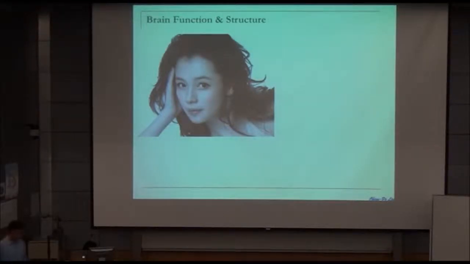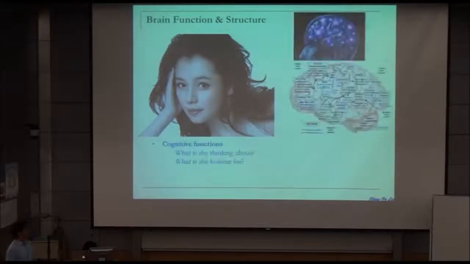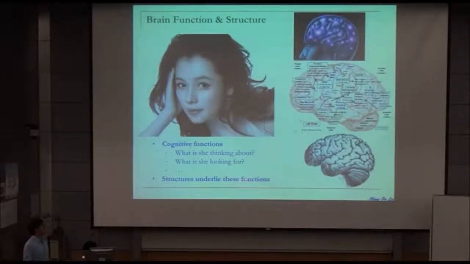So basically, when we notice these beautiful ladies, for me, I want to know what she is looking for, what she is thinking about, or even whether she loves me or not. So for us, we want to know how she thinks, what the thinking process is, or what the cognitive function of these beautiful ladies is. And also we want to know what the structure underlying these functions is. So the basic idea for us is to know the brain function and brain structure.